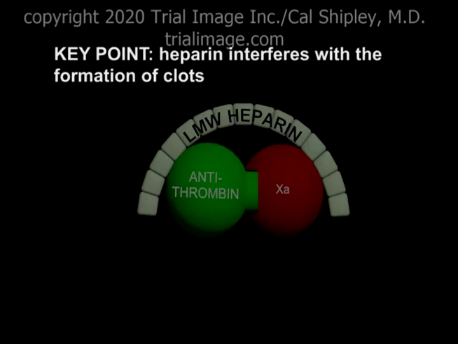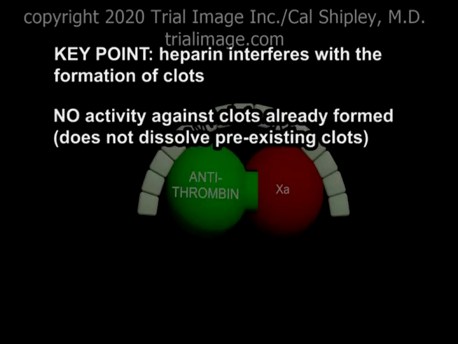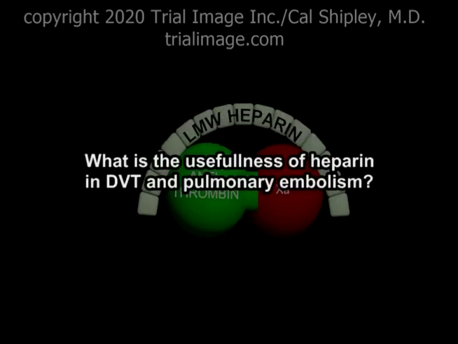The key point to take away from this analysis of heparin's activity in the coagulation cascade, and this applies to both the unfractionated and low molecular weight forms, is that heparin interferes with the formation of clots, and it has no activity whatsoever in dissolving clots which have already formed. This then begs the question, of what use is heparin in the treatment of deep venous thrombosis and pulmonary embolism?